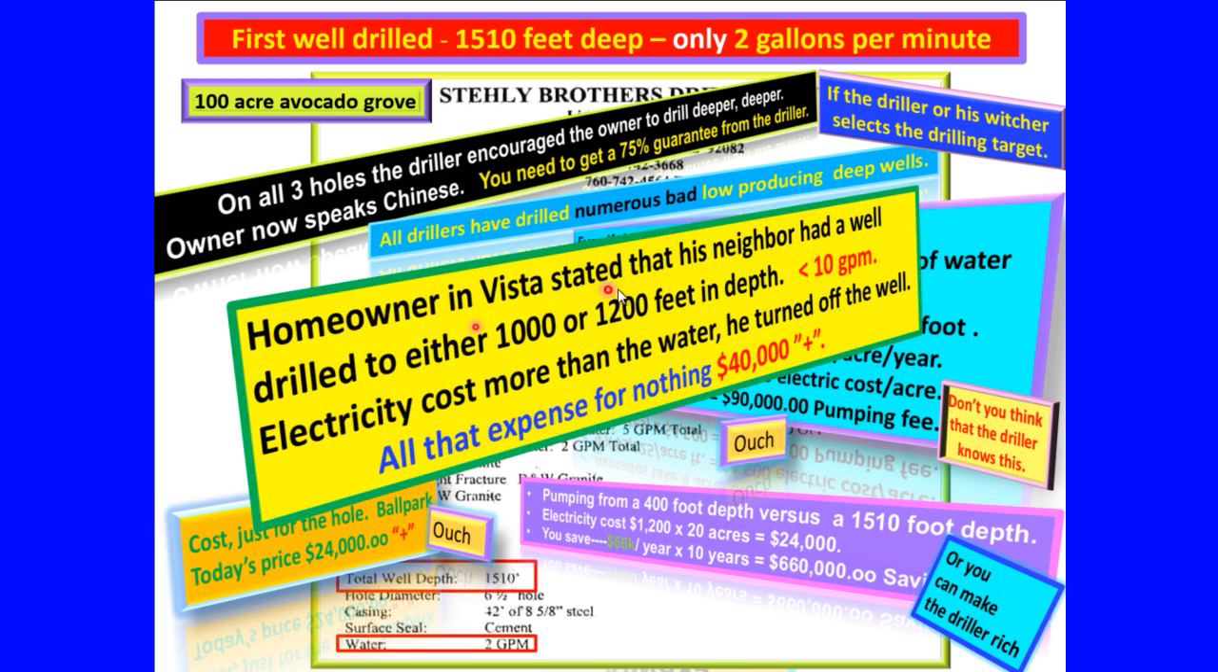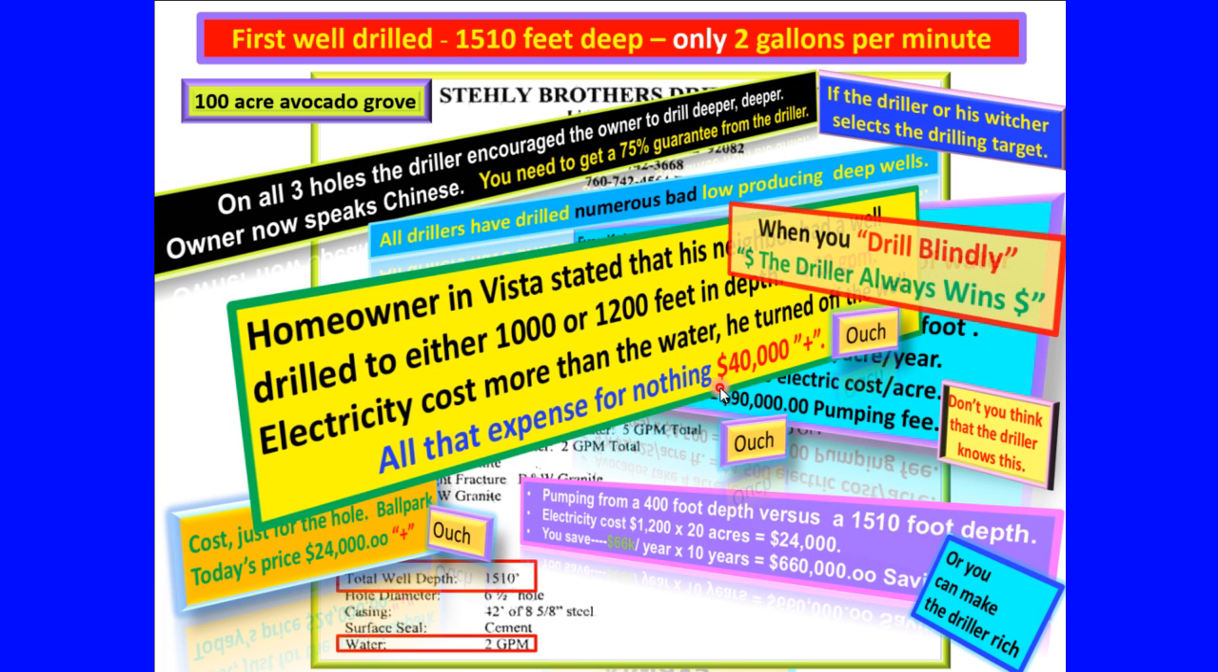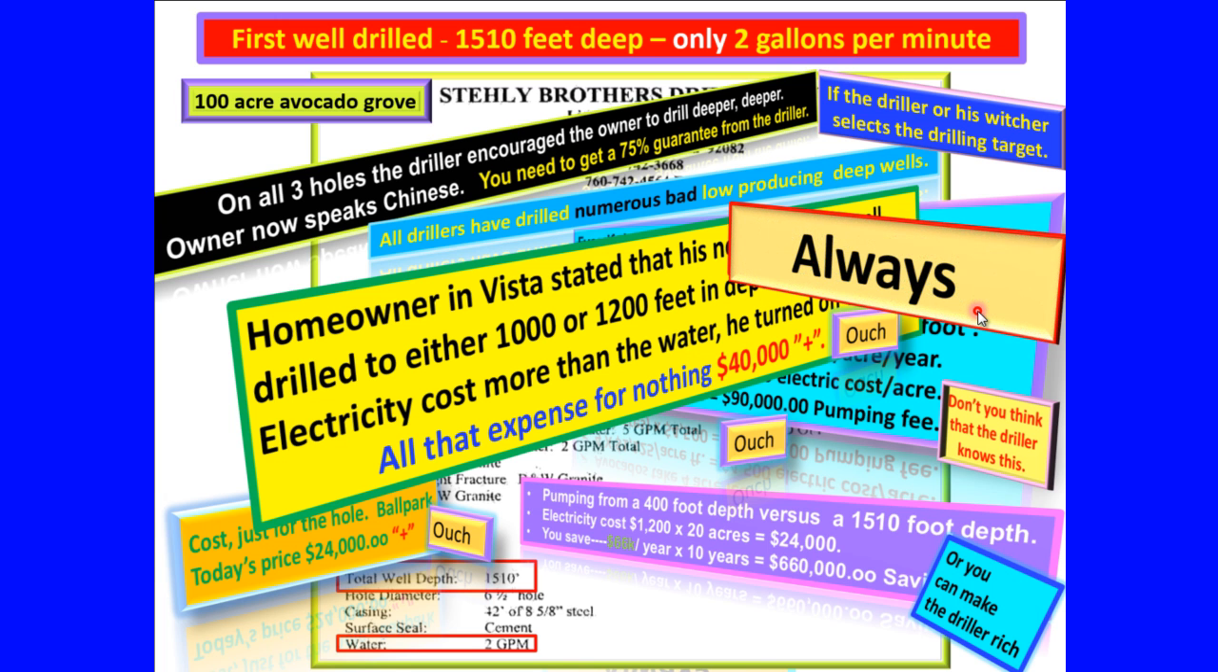Homeowner in Vista stated that his neighbor had a well drilled to either 1,000 or 1,200 feet in depth, less than 10 gallons per minute. Electricity costs more than the water. He turned off the well. All that expense for nothing, $40,000 plus. Ouch. When you drill blindly, the driller always wins. Always.